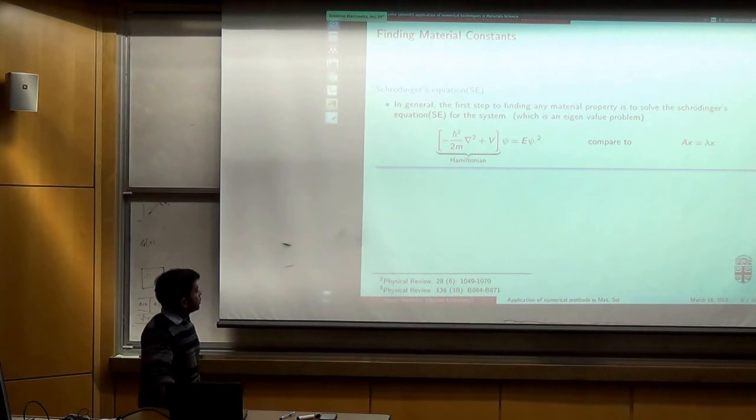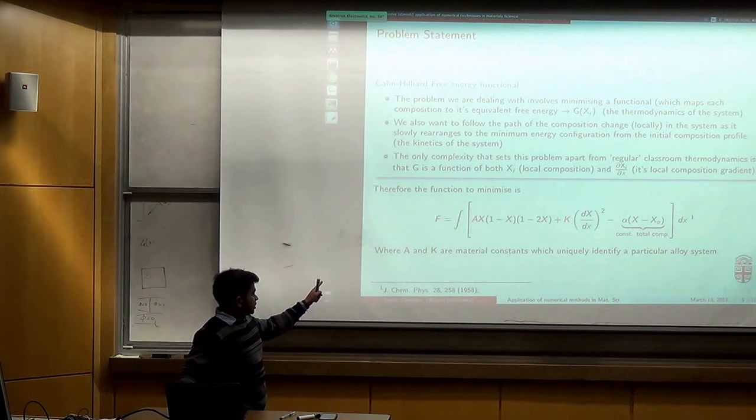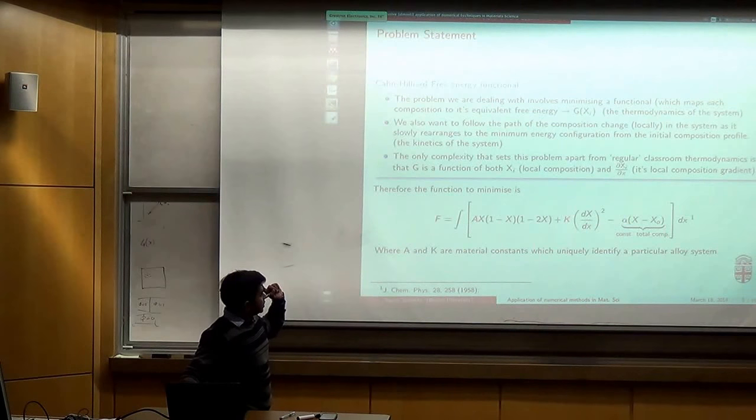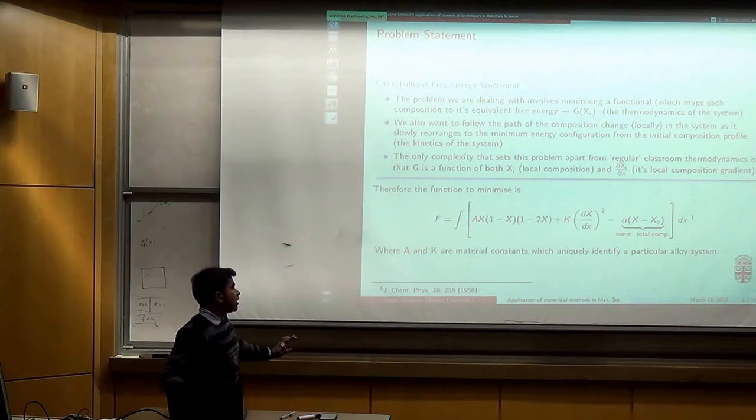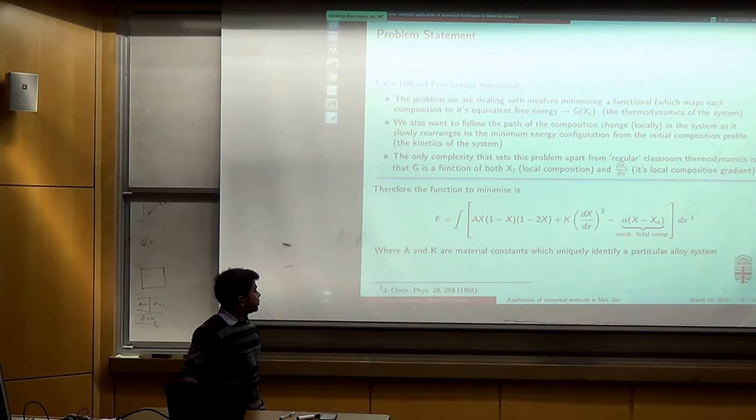So, alright, where are we now? We have this free energy functional. We have figured out what the A's and K's are. Nice. And then we have to apply the Euler-Lagrange equation.